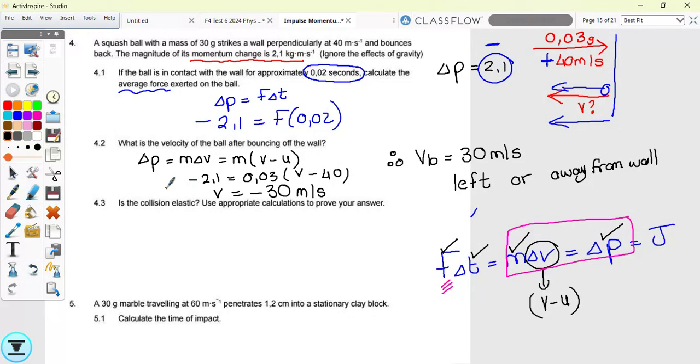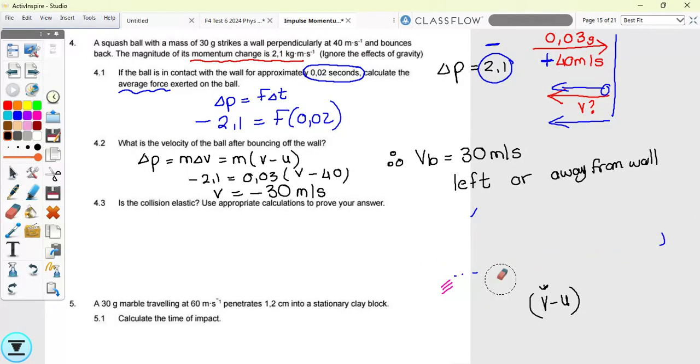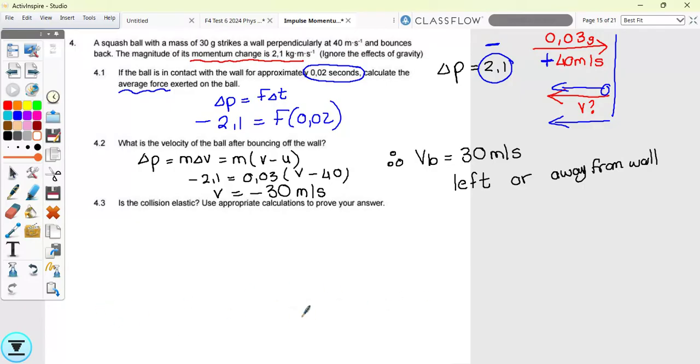Okay, then they say, is the collision elastic? And you need to use calculations to prove your answer. So this is the new part for tonight that we don't need anymore. So if they're asking us if it is an elastic collision, again, what are we going to do first? Right, you're going to work out the kinetic energy before and after the collision.